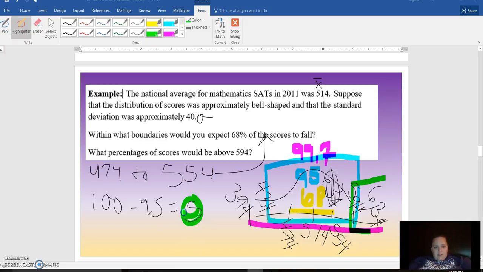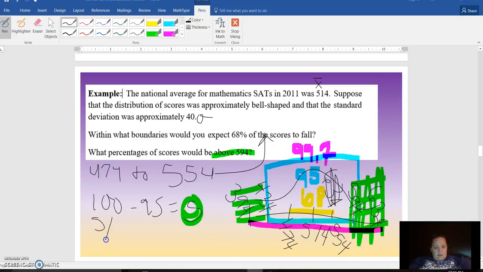So 5% is for this piece over here and this piece over here. We only want above 594, so I only need one piece. I'm going to do 5% divided by 2, and I get 2.5%. So the top 2.5% is above 594. All right, I'm going to see you in the next video.